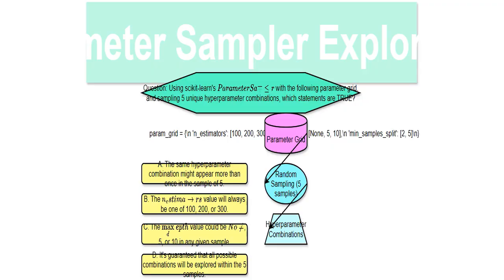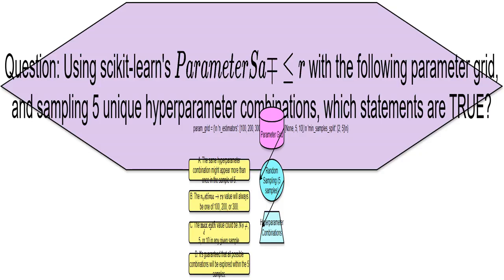I'm exploring how Sklearn's ParameterSampler works. I'll be looking at how it randomly selects hyperparameter combinations for a random forest classifier. This question tests my understanding of ParameterSampler. I need to determine if certain statements about the samples it produces are true or false.